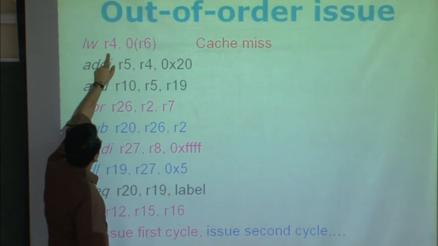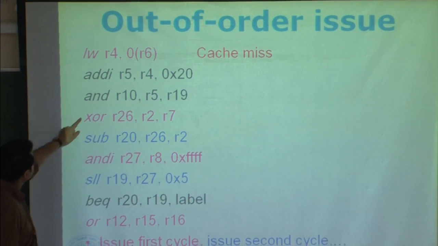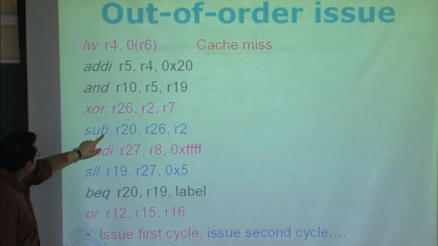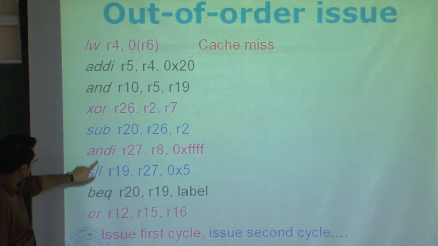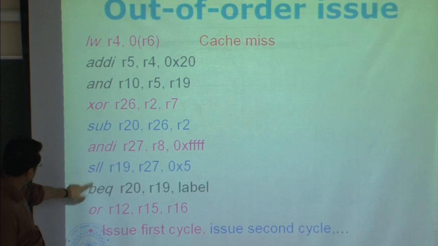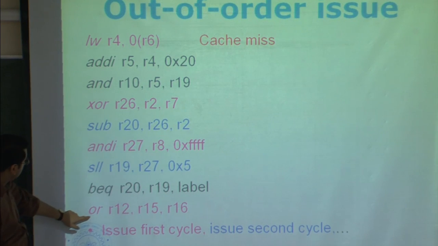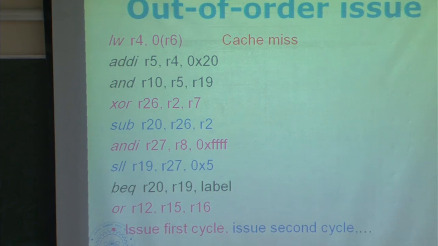This one depends on the load. This one depends on the add. This is independent. This one depends on the XOR. This is also independent. This one depends on the add and this one depends on the shift. This one is independent. All right. Okay. So pink instructions are independent, they can go in the first cycle. Alright, so that's the basic idea of out of order issue. I don't care about the order. Okay, right? We have discussed it already.